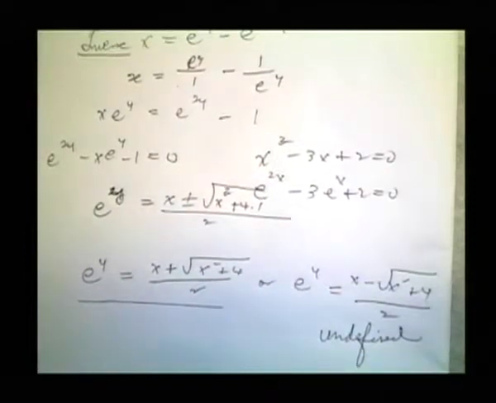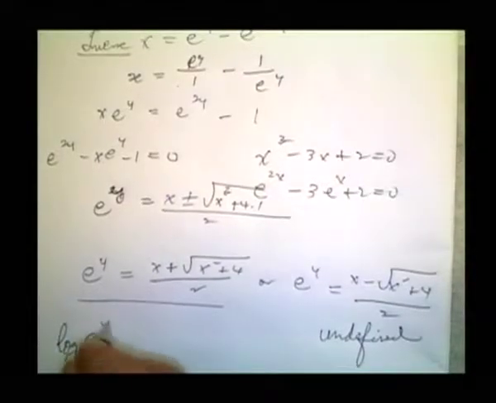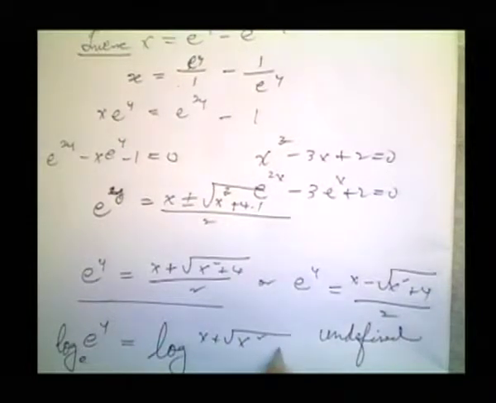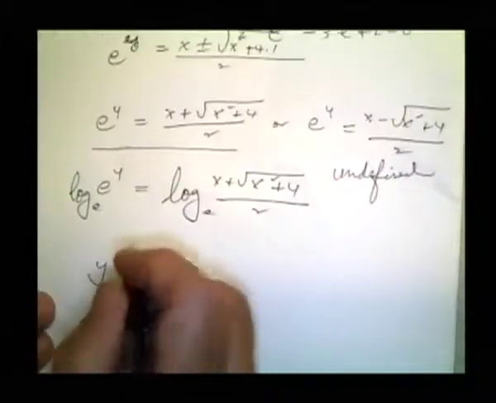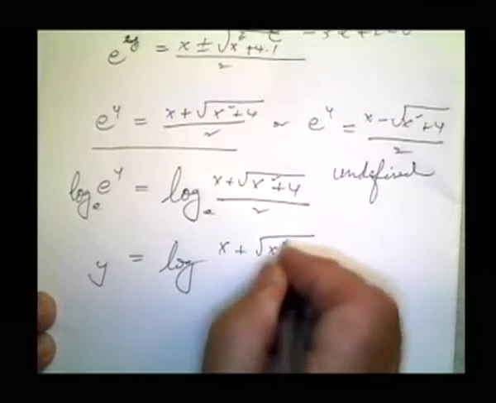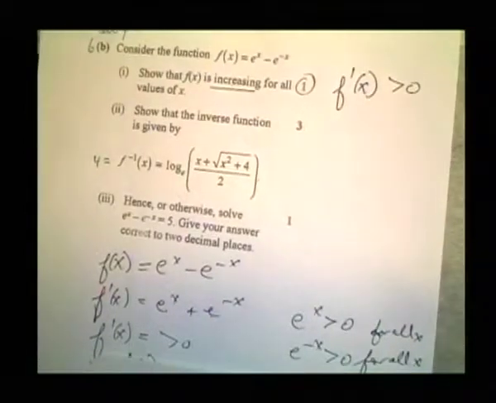That's your answer. Now we haven't made y the subject, and one easy way is to take the log of both sides. So if you take the log of e to the y to the base e, it is the log of all of this, x plus the square root of x squared plus 4 over 2, to the base e, and the log of e to the y to the base e is y, and the answer becomes y equals the log of x plus the square root of x squared plus 4 over 2. And we have a look at the question now.